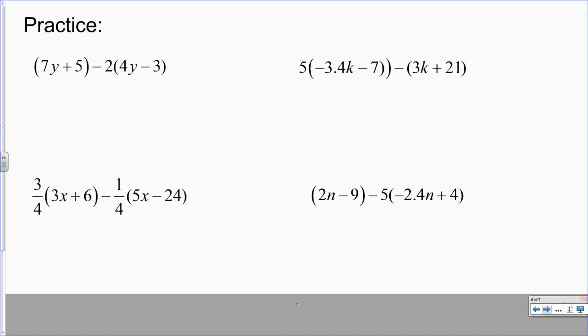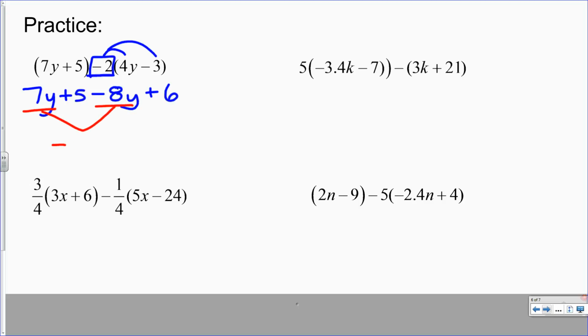Okay, hopefully you've worked through these problems. On this first one, there's nothing to distribute on the first term, or the first expression, so 7y plus 5 stays. Now I have to distribute through here, and I am distributing a negative 2. So negative 2 times 4 is a negative 8y. And a negative 2 times a negative 3 is a positive 6. Make sure you change the signs when you multiply by a negative. I have a 7y minus 8y, which becomes a negative 1y. And I have a 5 plus 6, which becomes a positive 11. So you should have negative y plus 11 for your first problem.